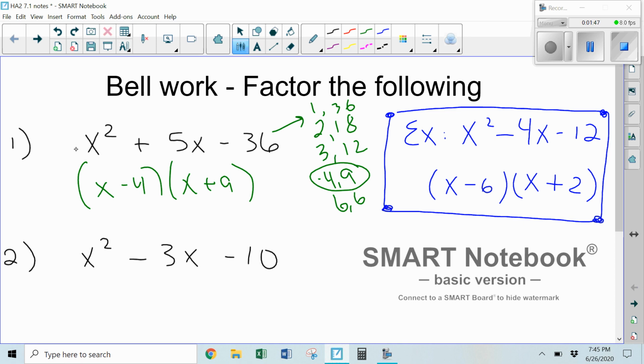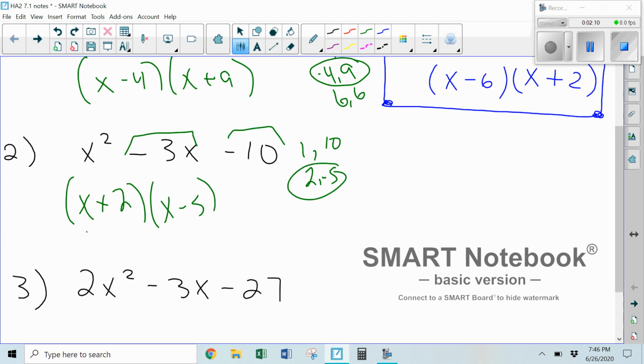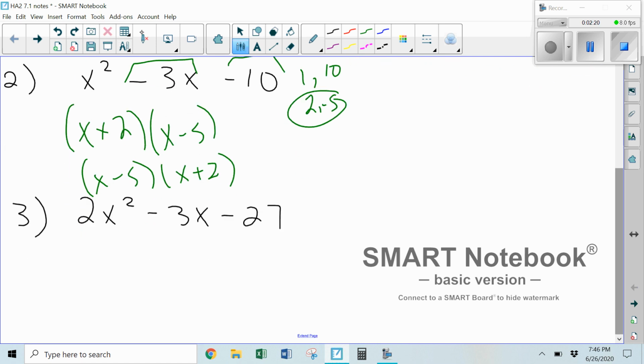Number 2, things that multiply to 10. 1 and 10. 2 and 5. 2 and 5 could get you 3 if the 5 is negative, and again, 2 times negative 5 will give you negative 10. So they're going to multiply to negative 10, and they're going to add to negative 3. You're going to write x plus 2, x minus 5. And you could write these in the opposite order if you wanted to. But the 2 has to be positive and the 5 has to be negative. You can't flip that. All right, now try number 3 before I go over it.